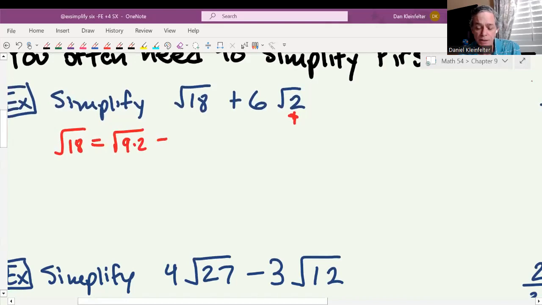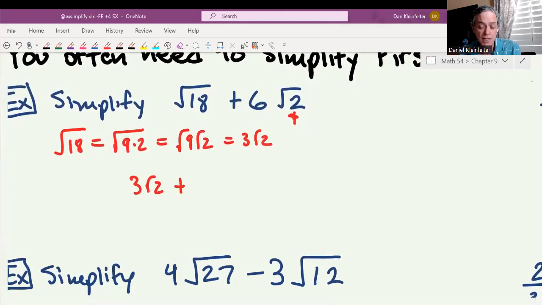18 is 9 times 2. Using our product property of square roots, that's the square root of 9 times the square root of 2, or 3 square roots of 2. So that square root of 18 is really 3 root 2, plus the 6 root 2 we had in the back.